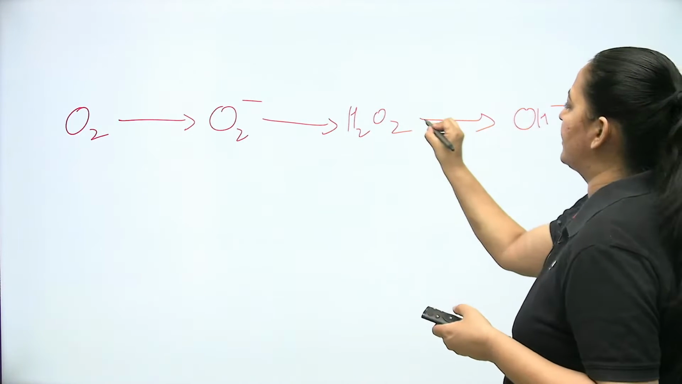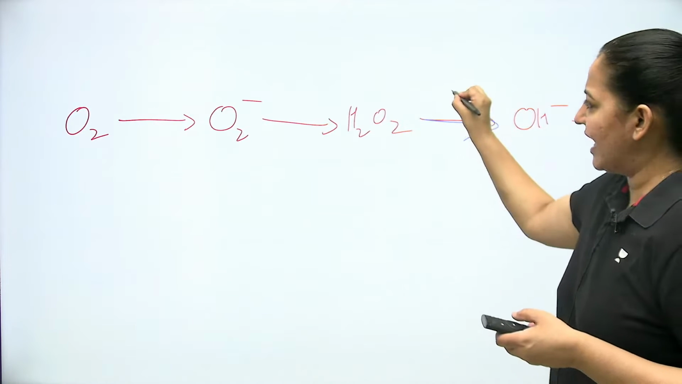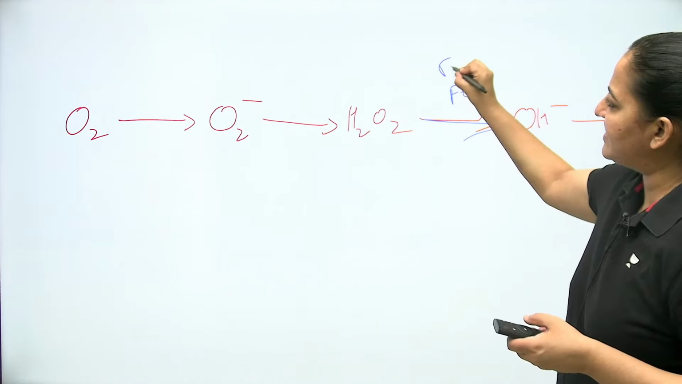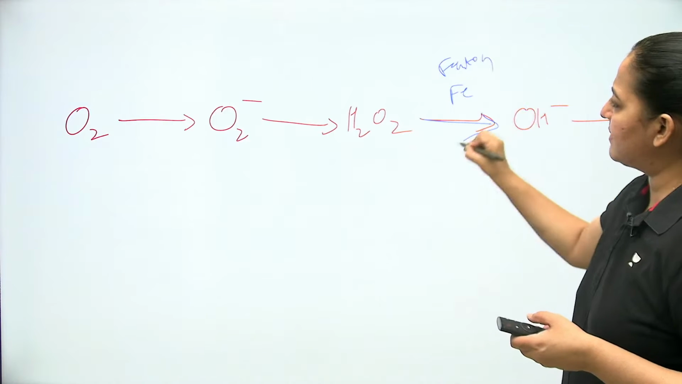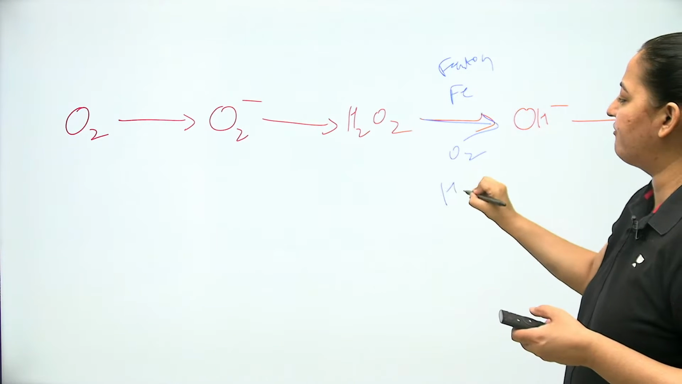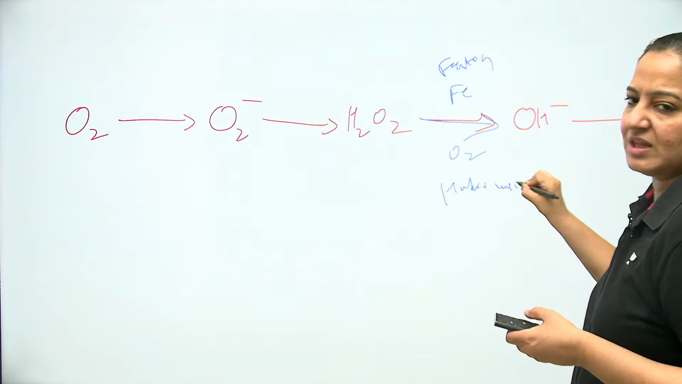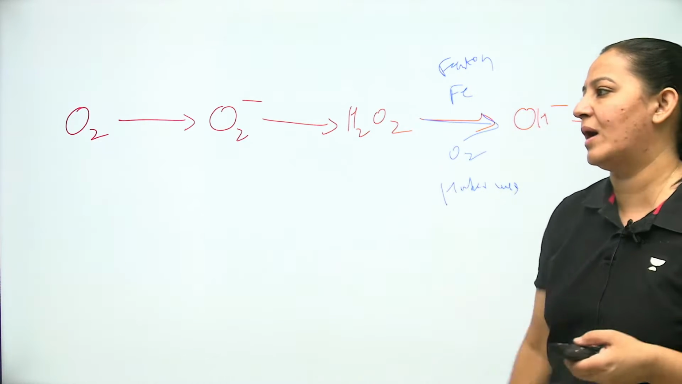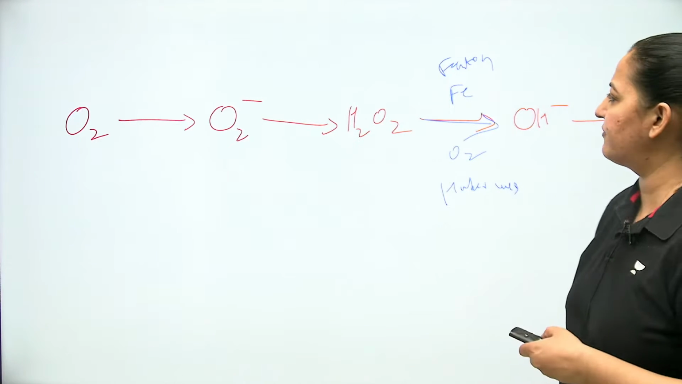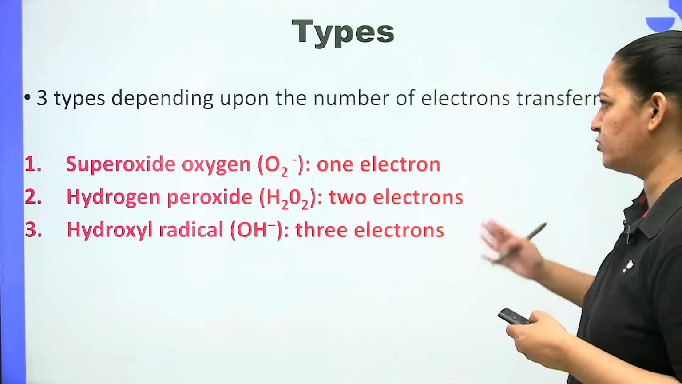Now I'm talking about this reaction, H2O2 to OH negative. If it takes place in presence of iron, it is known as Fenton reaction. And if it takes place in presence of oxygen, it is known as Haber-Weiss reaction. So these are 2 mark questions, and you should be able to answer them. Everyone give me a thumbs up. So that is the free radical injury. That is the two types of reactions here.